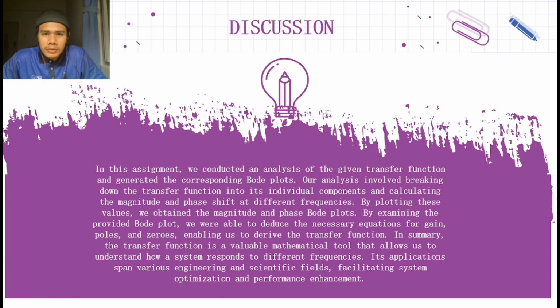Next, I will present the discussion for this assignment. In this assignment, we conducted an analysis of the given transfer function and generated the corresponding Bode plots. Our analysis involved breaking down the transfer function into its individual components by calculating the magnitude and phase shift at different frequencies. By plotting these values, we obtain the magnitude and phase Bode plots. By examining the provided Bode plot, we were able to deduce the necessary equations for gain, poles, and zeros, thus enabling us to derive the transfer function.